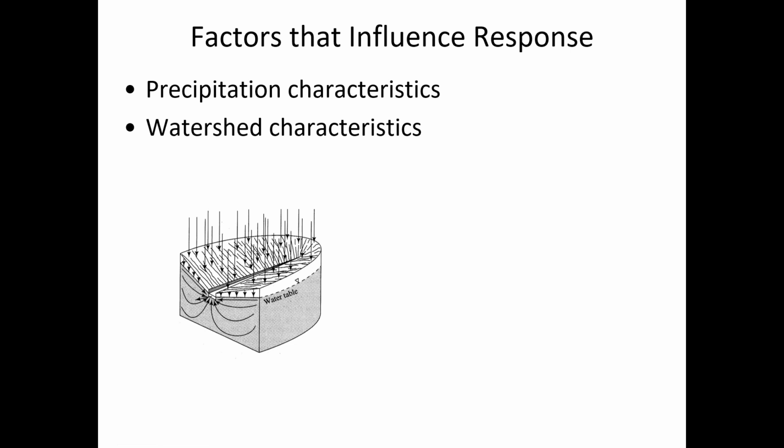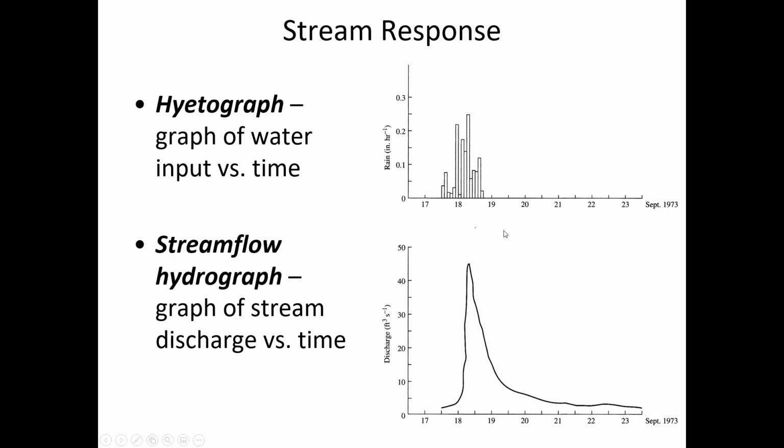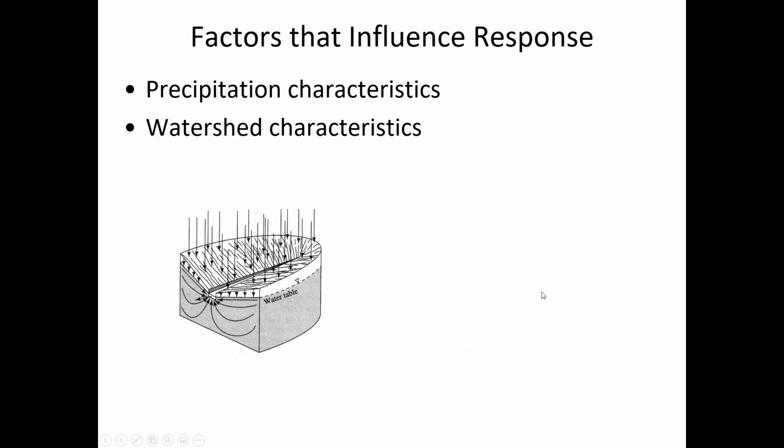Now, there's a lot of physical factors that determine the shape of this curve, that determine how long the gap is between when the rain occurs and when the peak exists. A lot of physical factors that describe whether this will be a tall peak versus a broad peak. And so we're going to talk about some of those physical factors that influence the shape of the runoff hydrograph.